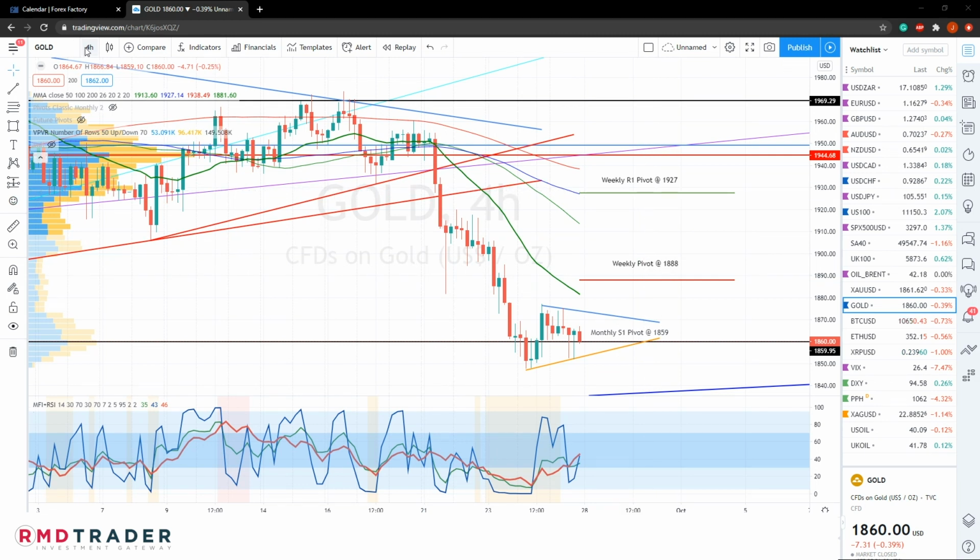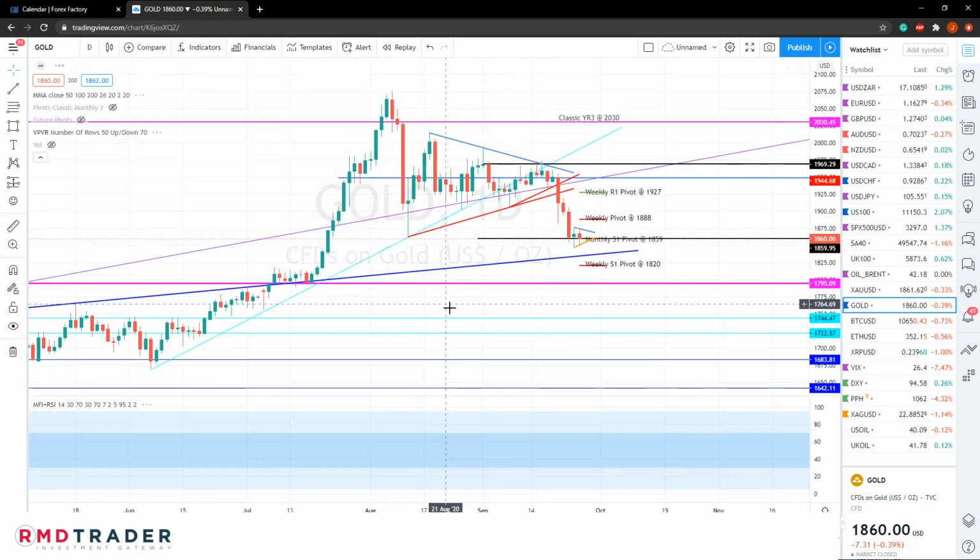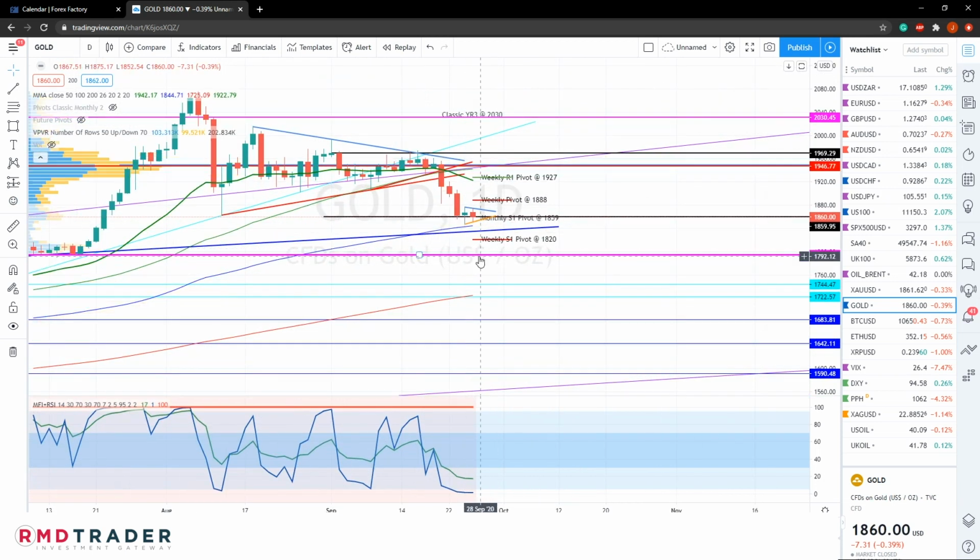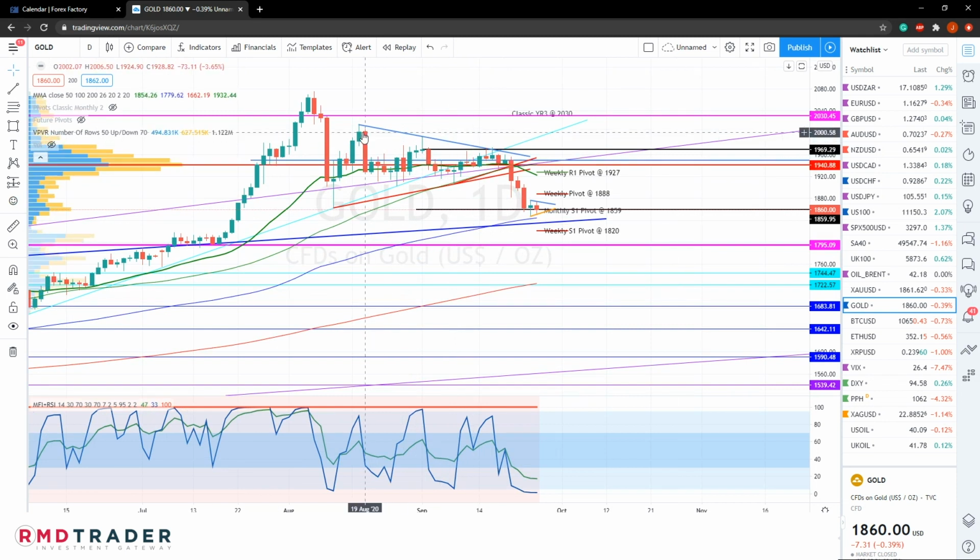And just quickly moving to the daily time frame, you can see that full bearish target over here at 1,793, and that is just a measured move based on that initial base from the symmetrical triangle measured down from the center point down.